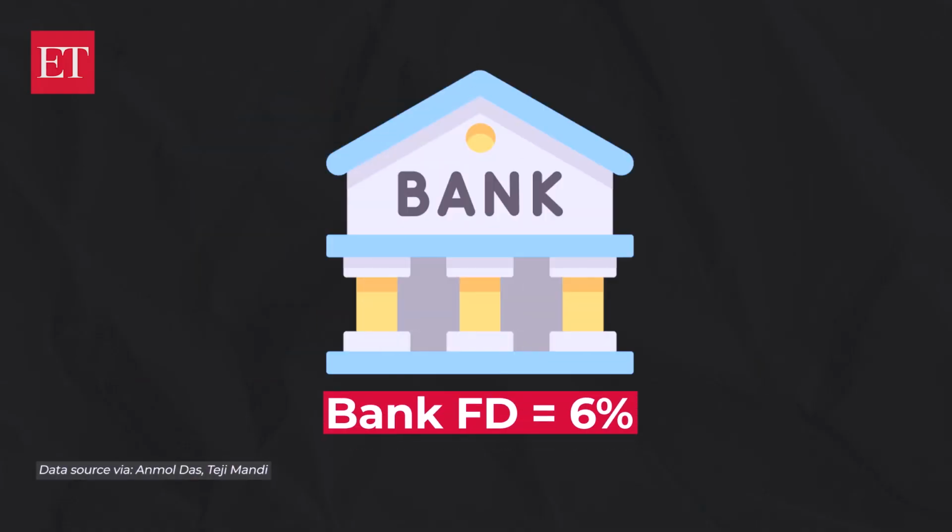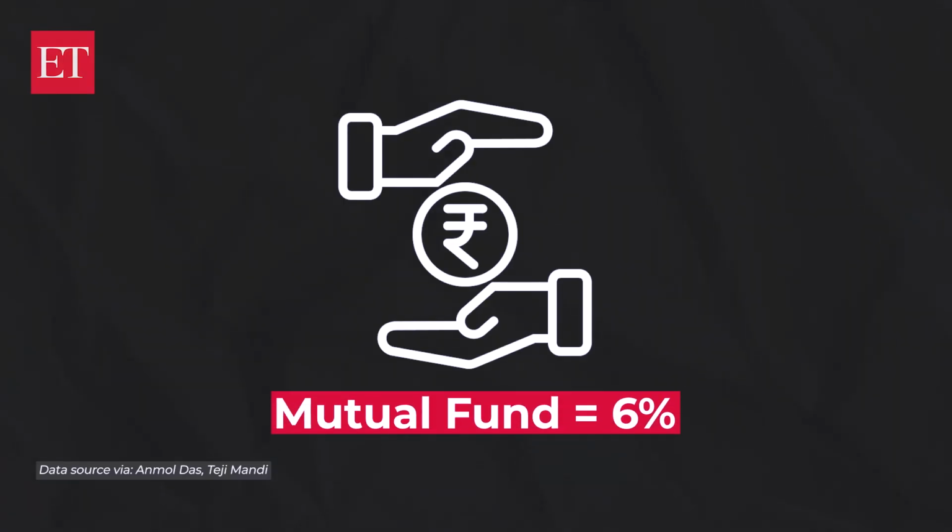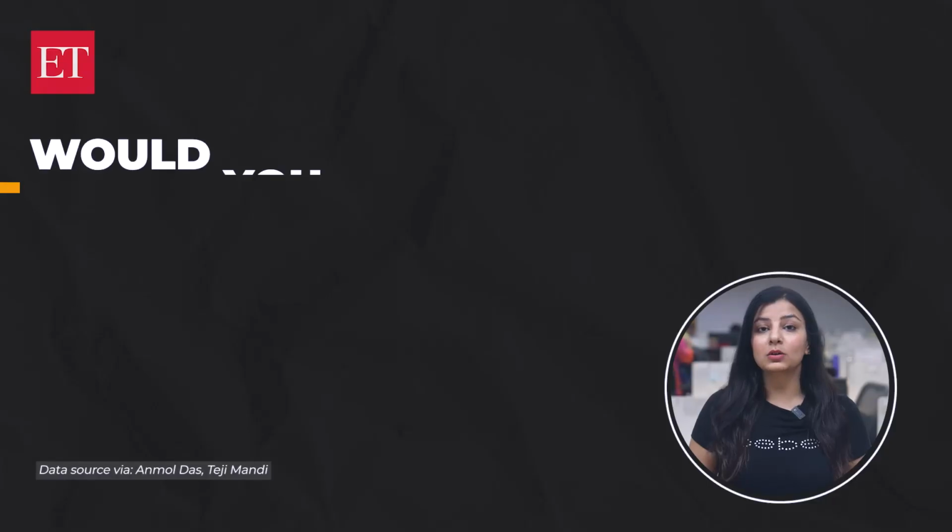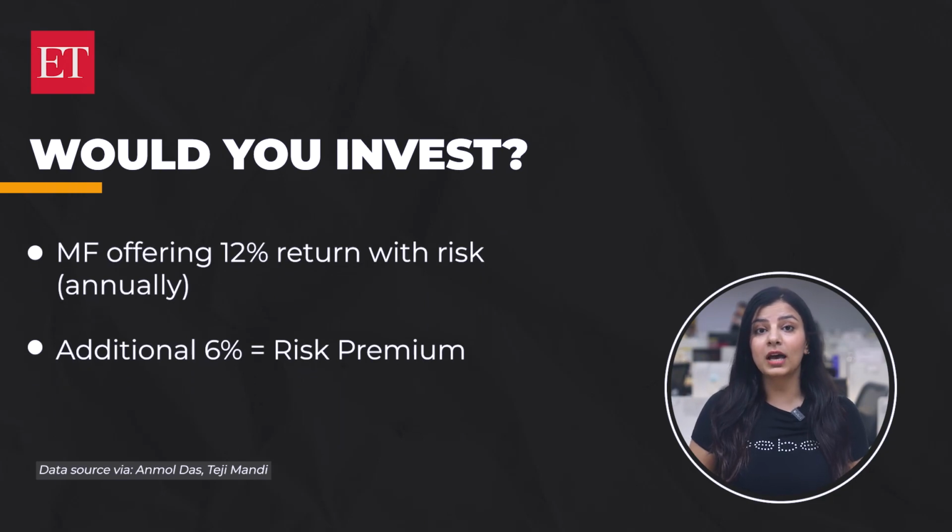Imagine a bank offering you a fixed deposit with a safe return of 6% annually. This is a risk-free return since bank FDs are considered safe. Now, a mutual fund offers an average return of 6% per year as well. However, this mutual fund carries a medium level of risk. Would you invest in this fund and take on more risk for the same return? Probably not. But what if the mutual fund offered an average return of 12% annually?